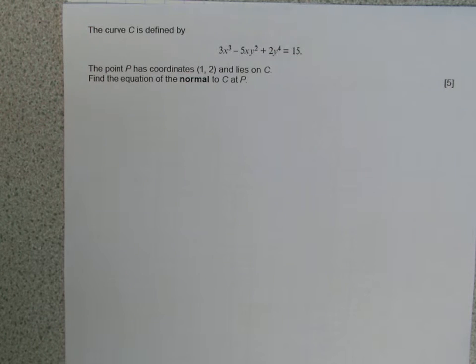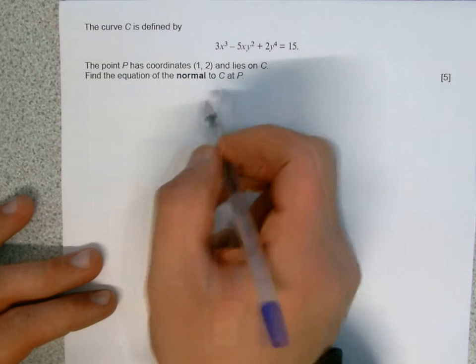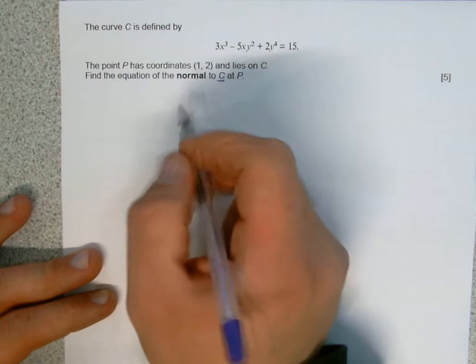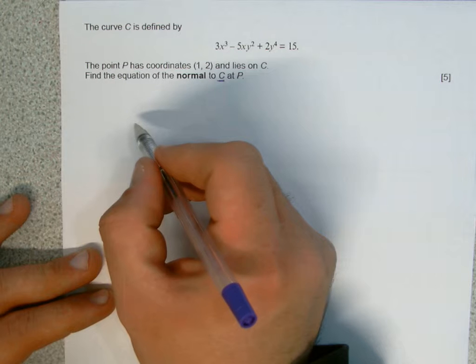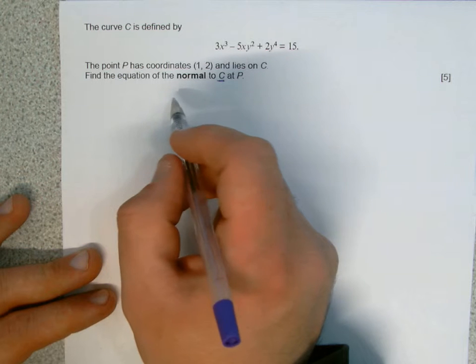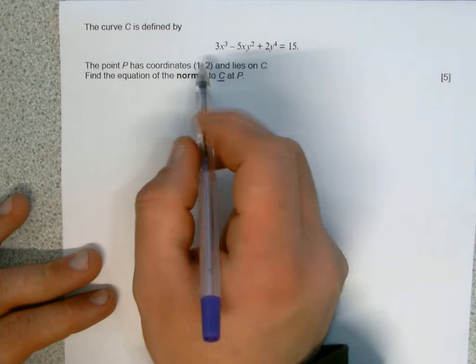Right, so we've got the curve C defined by 3x cubed minus 5xy squared plus 2y to the power 4 equals 15. The point P has coordinates (1, 2) and lies on C. Find the equation of the normal to C at P. So C is our curve, and we want the equation of the normal at P. And the point P is (1, 2).